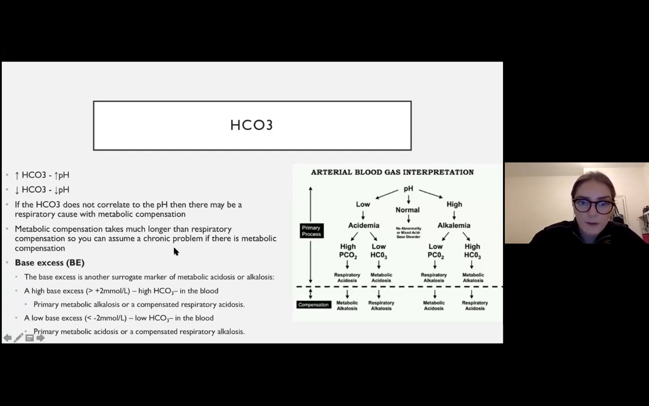So just being aware from that, respiratory compensation can be quite fast, metabolic compensation can be quite slow. I think they're two things to be quite aware of. And then, as I said, this is just going through this way of thinking. You've looked at the CO2, you've looked at the HCO3, and then you're always looking for compensation. So if the other one is abnormal, why? It's not correlating.